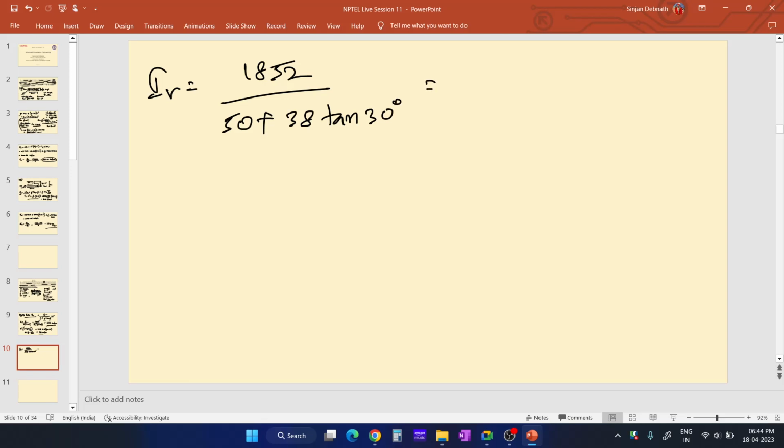So after calculating this, you will get the value of IR. IR comes out to be around 25.7. Okay, so we have determined the value of IR, the rigidity index. After that, we need to find out the value of critical rigidity index.